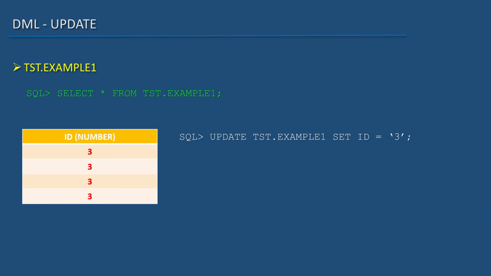Now a question. What if I did not use the where clause at all? Then the update statement will update all the rows of the id column and it will look like this.